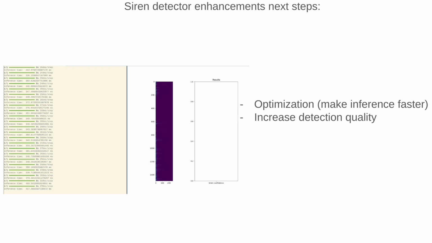Hi, and welcome to my next video about building siren detector software using TensorFlow and Python. In the previous video we made this siren detector and it somehow works. Now let's try to make it a bit better. In this video we will try to make it run faster and slightly improve the detection quality. I have more ideas about the detection quality, but this will be a separate video. Here we will mostly focus on making this detector faster and lighter.